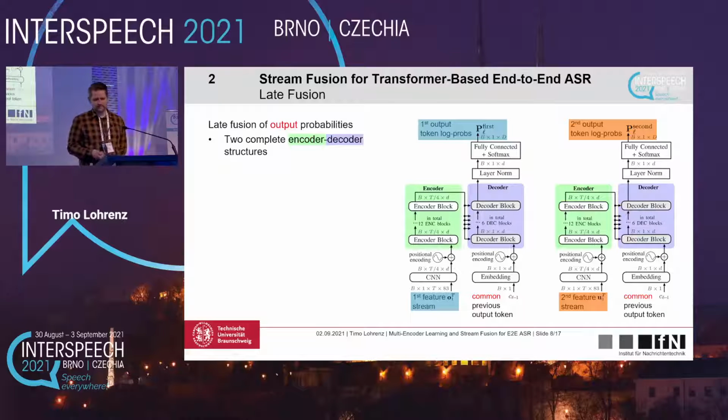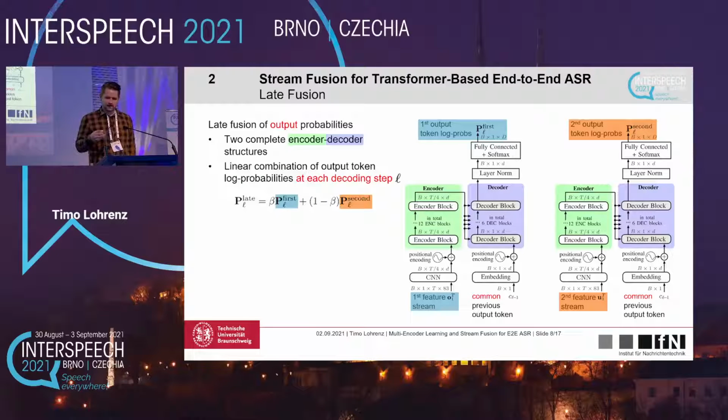So, late fusion, we target late fusion, even though it cannot be compared to other approaches like ROVER that are working on the output hypothesis. Here we call late fusion the combination of the output probabilities that we have here at the end of the transformer decoder. So there are two completely separate transformer models, so two encoder-decoder structures, and each one operating on its individual feature stream here. And the good thing about this approach is that this is completely modular, so you can basically train your models completely separately and then perform fusion of these models.